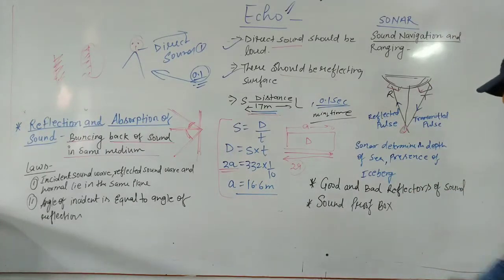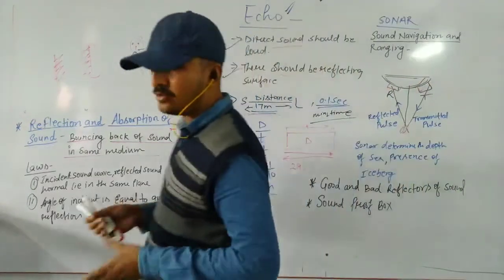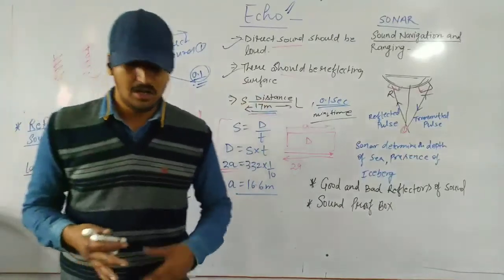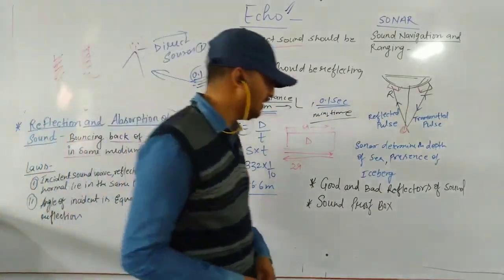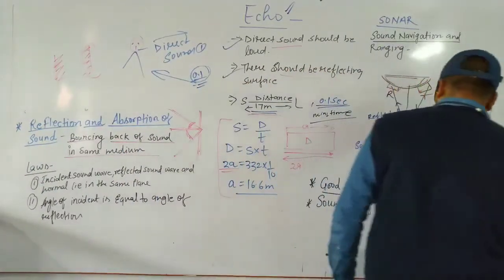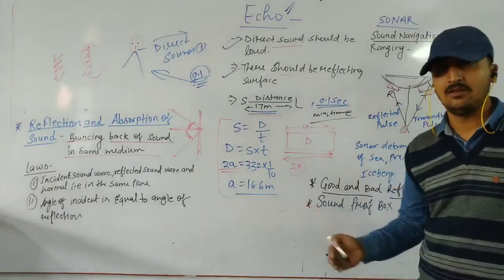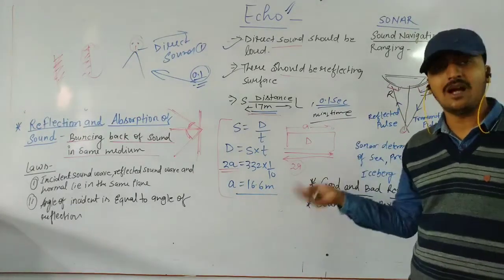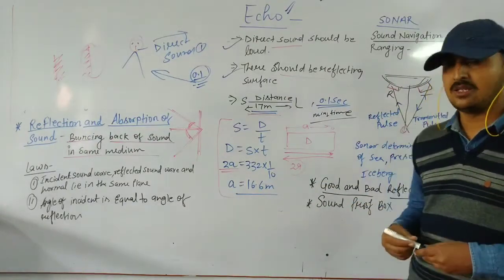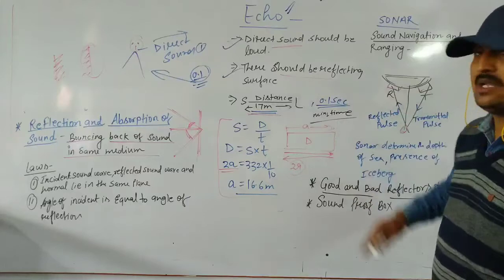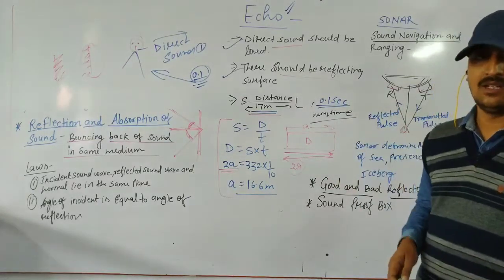What are good and bad reflectors? This is the last topic of your syllabus. So try to understand about good and bad reflectors of sound. A good reflector means when sound strikes metal or any brick object or any hard surface, it is easily reflected from that surface. Suppose this is a well finished reflecting surface, when we hit on this surface, the sound is reflected easily.